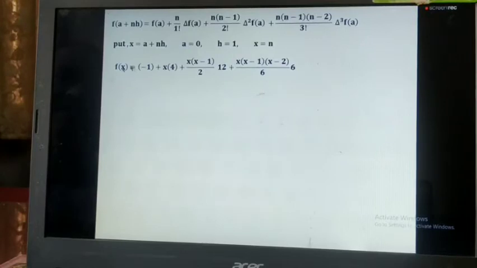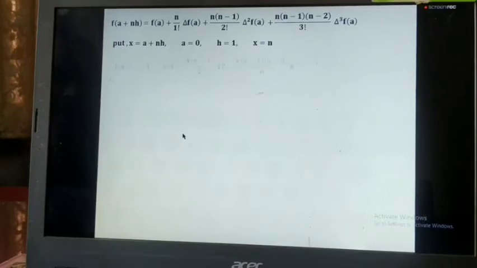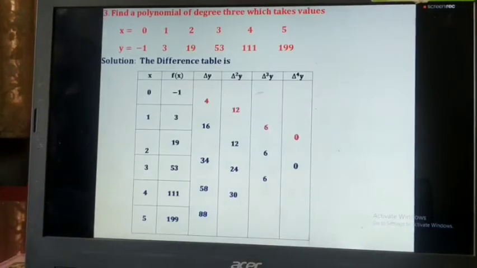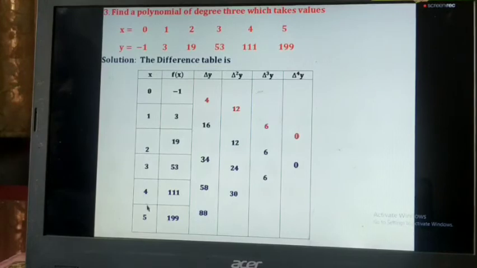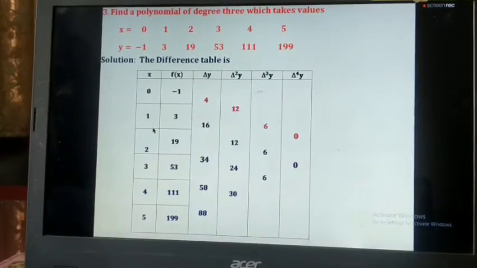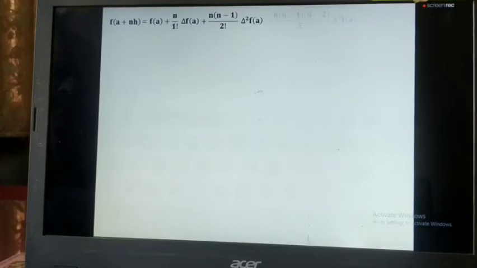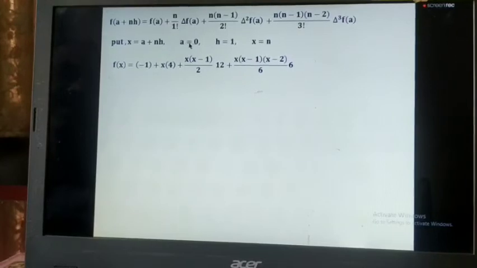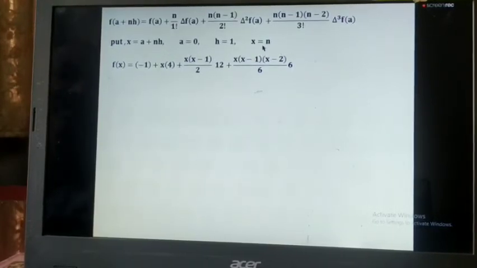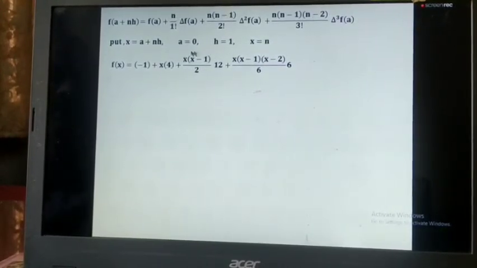So we take f of x equal to f of a plus nh. A is the initial value in the table. A is 0, the initial value of x, and h means the interval difference. The x values are 0, 1, 2, 3, so the difference is h equal to 1. So we can go for this formula. Put x equal to a plus nh, where a is the initial value 0 and h is 1, so x is equal to n. So replace n with x and a with 0.